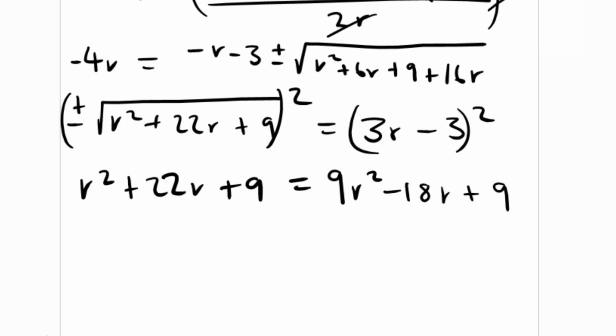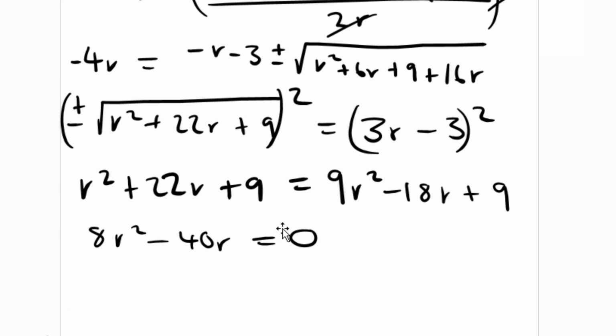Now from here, we can just collect like terms. You can take all of these to the other side and solve for r. Let's do that. We leave 0 on this side. On this side we have 9r squared minus r squared is 8r squared, minus 18r minus 22r, that is minus 40r, and then 9 minus 9 is just 0, it falls away, and we have this equals 0.